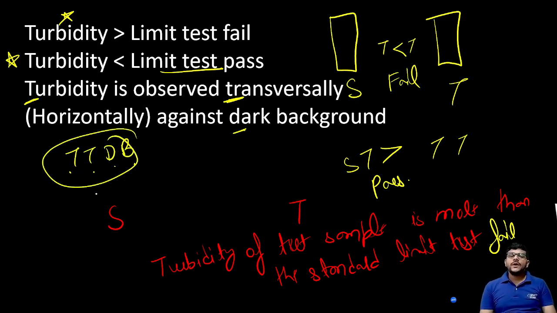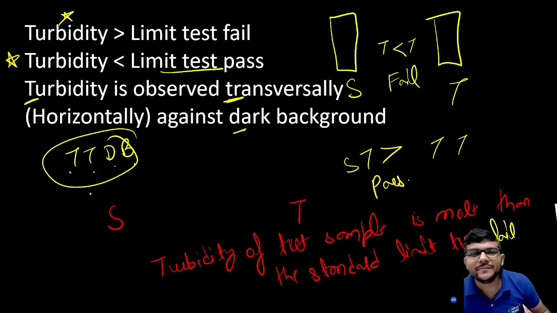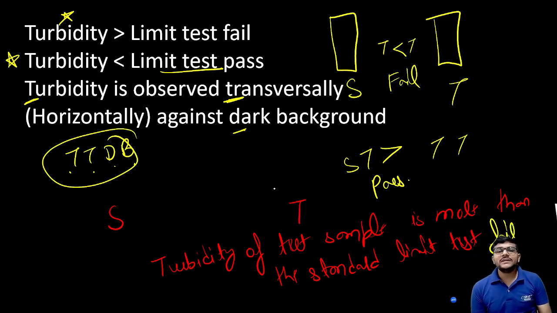Got it? So you have to remember that the turbidity of the limit test of chloride is checked by using a dark background, and we observe it transversely. In the exam the question will be like this: how can we observe the turbidity in the limit test of chloride?